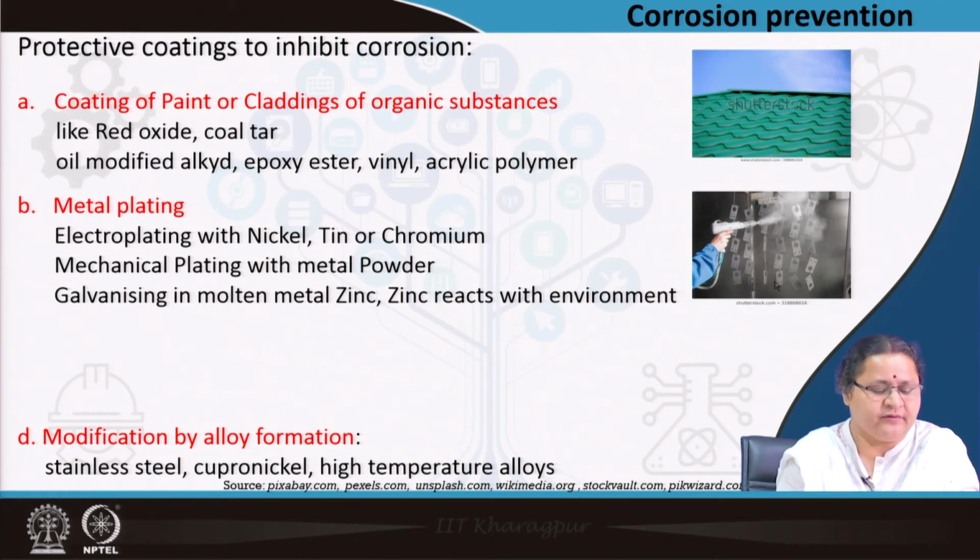You can have plating, electroplating with nickel, tin or chromium, mechanical plating with metal powder, and the other is galvanizing. You all know galvanizing usually involves zinc galvanization, where zinc as a molten metal is coated on top of the iron object, and zinc actually reacts with the atmosphere. Zinc has a very slow reaction with the environment and hence it protects the mother material. So, you are doing a metal plating on top of a metal to prevent it from its oxidation process.